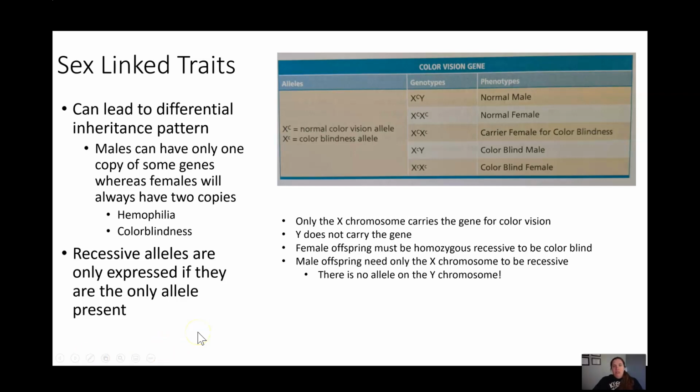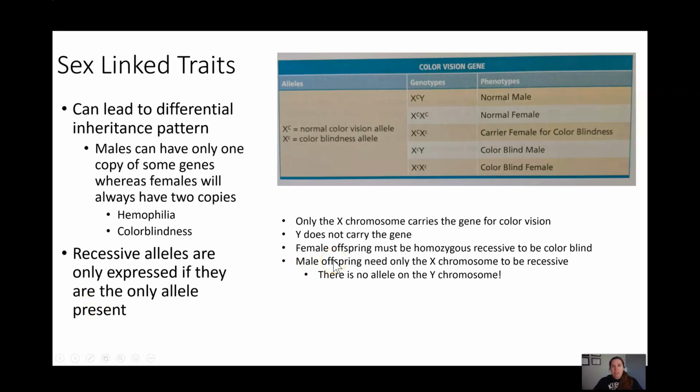So this leads to a couple of known problems in males. The 2 that we talk about in this lab manual are color blindness and hemophilia. The one that we're going to actually do a problem on is color vision and color blindness.